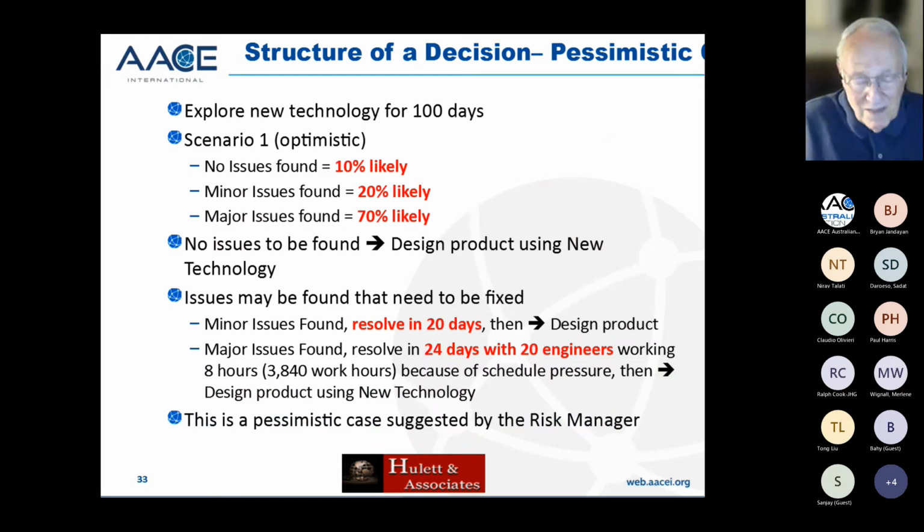Okay, now somebody else at a high level figures out that we're in need of something, and they say, I don't think that guy's right. It's 70% likely for major issues to be found, and 10% likely for no issues to be found. In other words, flipping the two, no issues and major issues, flipping the 70%. Now we have to really look at what happens if the major issues are found. We decided in that case we'll hire 14 new engineers, and it'll only take 24 days, still the same 3,840 hours.